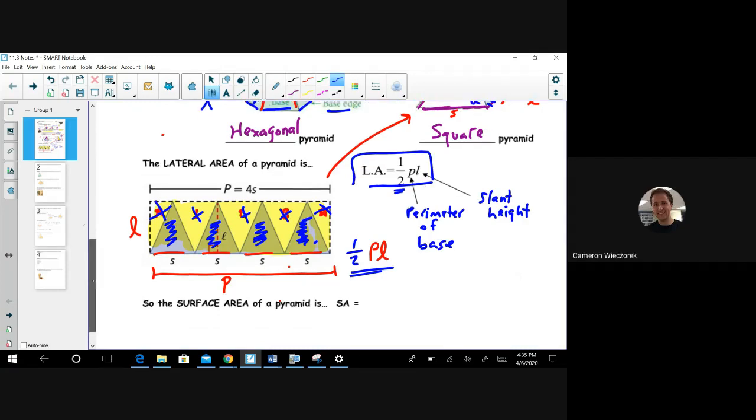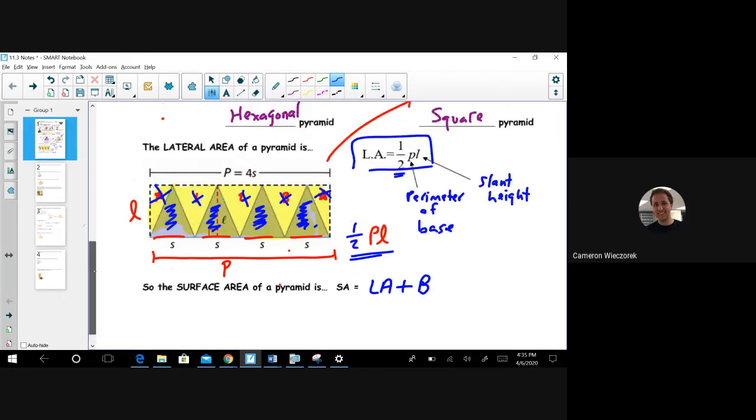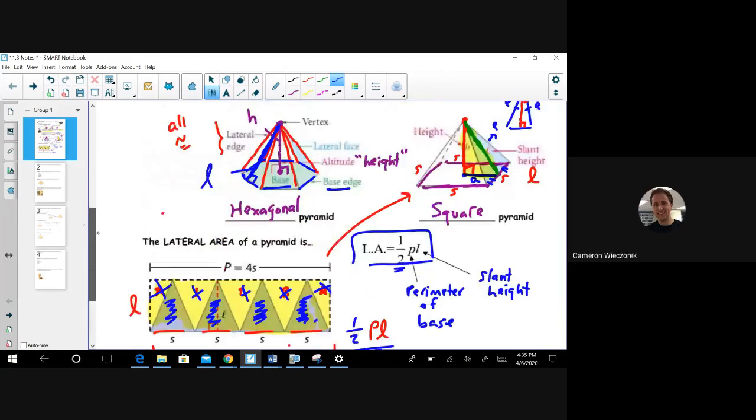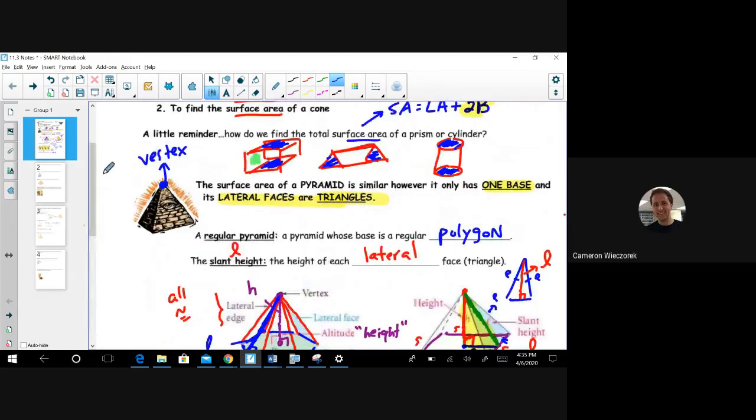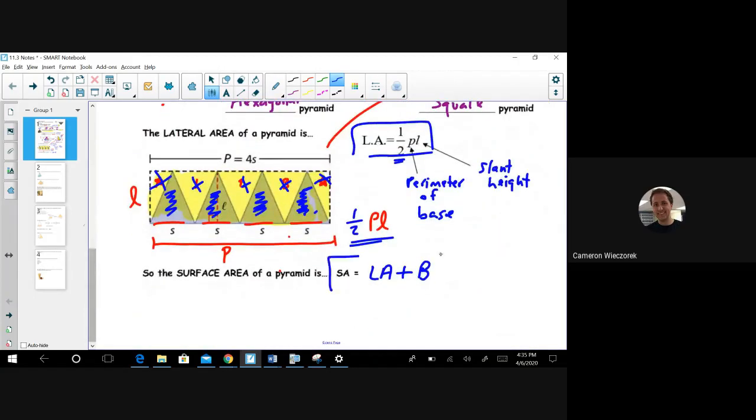To get the total surface area, you're going to need the lateral area, but then you're going to have to add on the base area on the bottom. Notice I'm only using one capital B this time because I don't have two bases like I did in the case of the prism or the cylinder. I'm only using one base. It's only got one bottom this time. So that's how I find my total surface area for a pyramid. All right, let's do some practice.